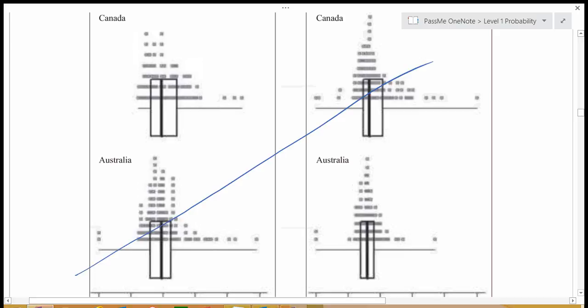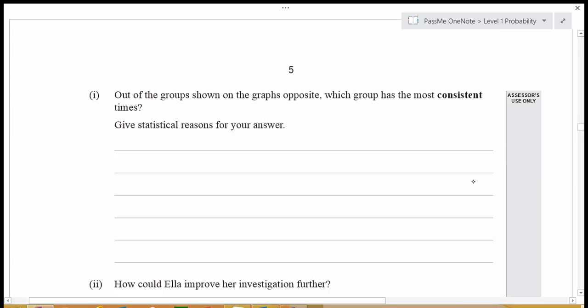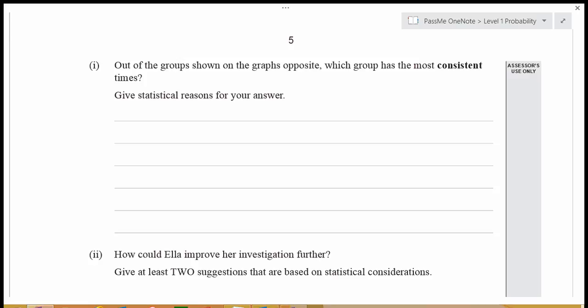Canadian females seem to have a shorter range, while Australian males seem to have a shorter interquartile range. And then if we took out those extreme values, the Australian males is actually tightly packed in, whereas the Canadian females is a bit more spread out. So I'm going to go with Australian males for this question, based on what I've just said really. So let's put pen to paper and get this down. So out of the groups, I'd say Australian males.